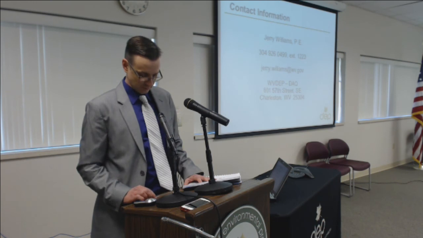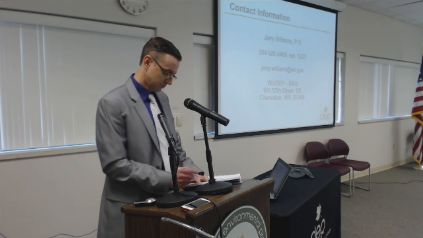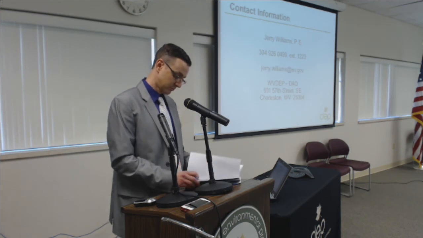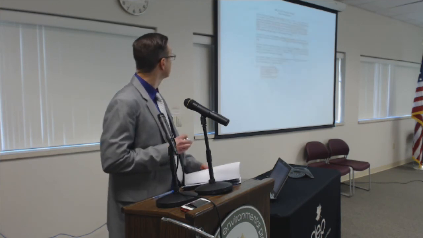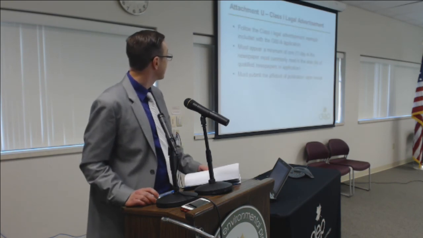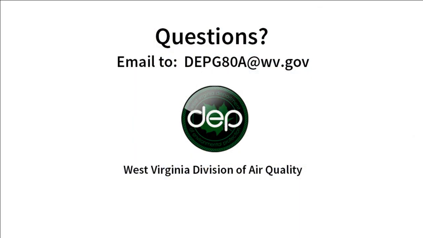Excuse me. I've got a question on the attachment U page, which is the first page of legal advertisement instructions, where you list the types and amounts of pollutants. I note on there that you have PM and PM10, but on the emission summary forms, it's PM10 and PM2.5.